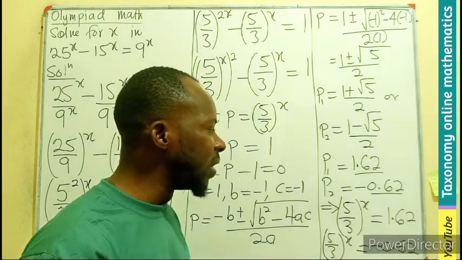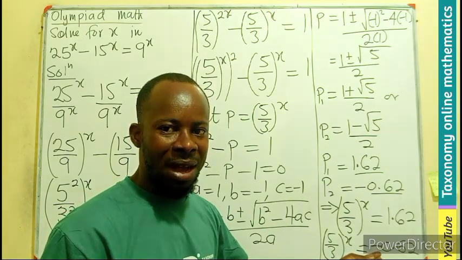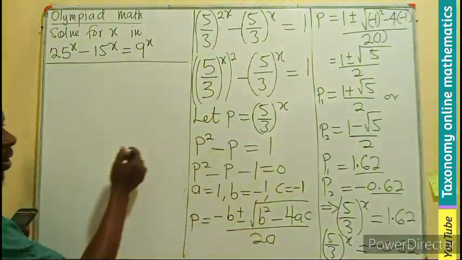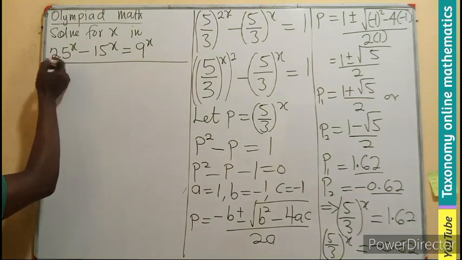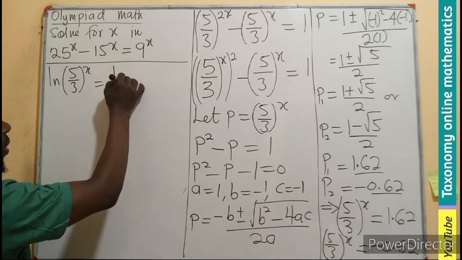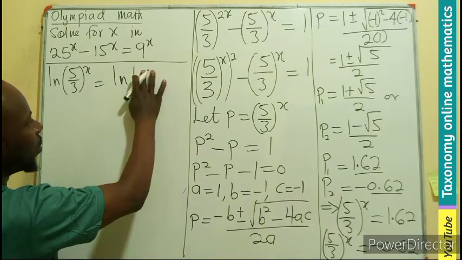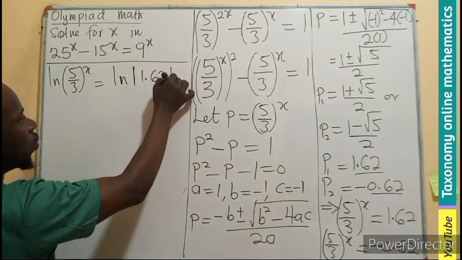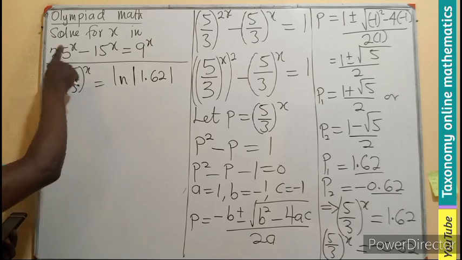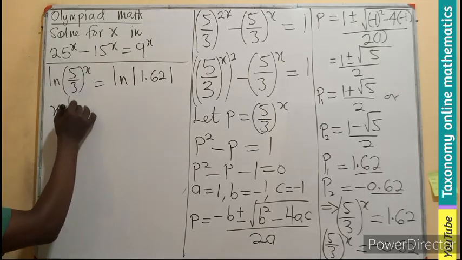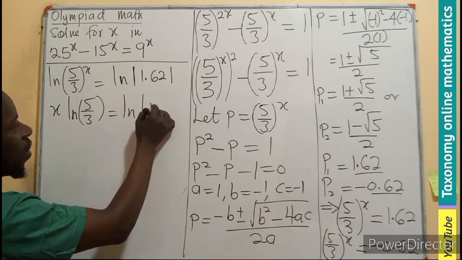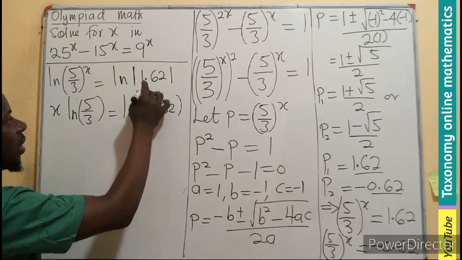Now, the only way we can solve these two equations is when we take logarithm, either the natural log or the logarithm itself. And you know, taking logarithms cannot work on a negative number. So we ignore the negative and concentrate on the positive. So taking the natural log here, ln of 5 on 3 exponent x equals the ln of 1.62. So this equals this. Don't forget the power rule of logarithm, so the power comes to multiply. So x ln of 5 on 3 equals the ln of (1.62). Let me use a bracket so that it will not look like 1.